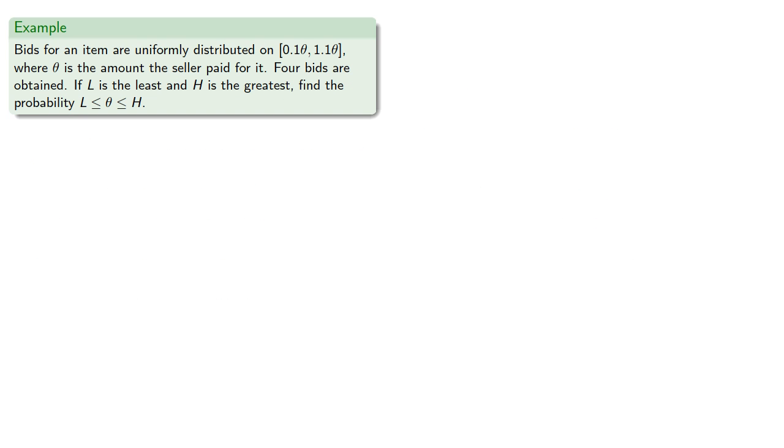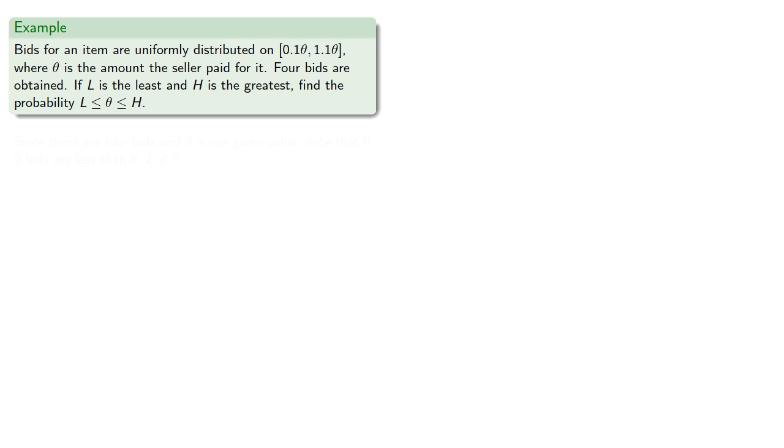Or we could take a different probability. Suppose bids for an item are uniformly distributed on 0.1 theta to 1.1 theta, where theta is the amount the seller paid for it. 4 bids are obtained. If L is the least and H is the greatest, find the probability that the least is less than theta, but the greatest is greater than theta.